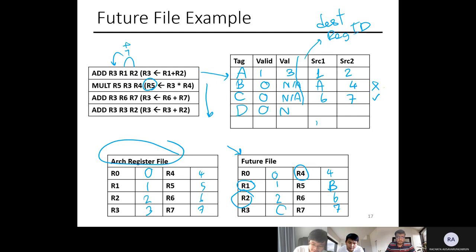So D comes in, not available again. It needs R3 and R2. So right now R3 is C and R2 is 2. We update R3 again with D because D also wants to write into R3. Okay, so that's the future file. And as you can see here, you have the simplicity of the architecture file. So if an exception occurs, you can just retire up to the exception causing instruction. Return the architectural register file because it gets updated whenever you finish. And then you can aggressively run because you have the future file.